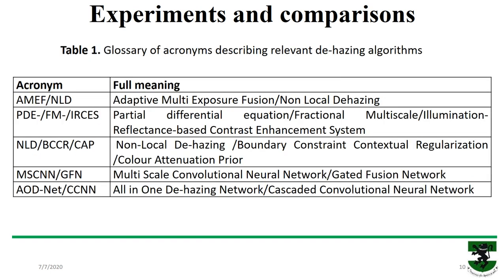So this is a glossary of terms of the various algorithms compared against the proposed approach, and that includes the adaptive multi-exposure fusion and the non-local De-Hazing and the partial differential equation fractional multi-scale illumination reflectance based contrast enhancement system and the boundary constraint contextual regularization and color attenuation prior based methods, then the multi-scale convolutional neural network and the gated fusion network based approaches, also the all-in-one De-Hazing network and the cascaded convolutional neural network.